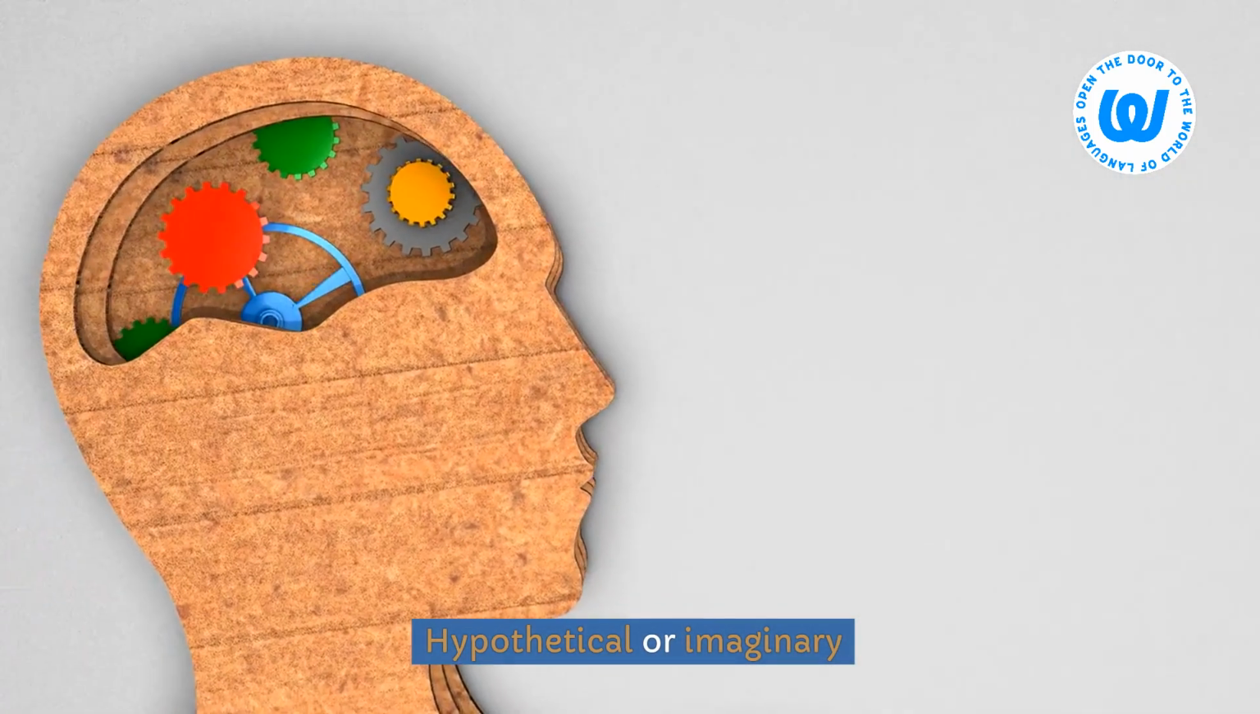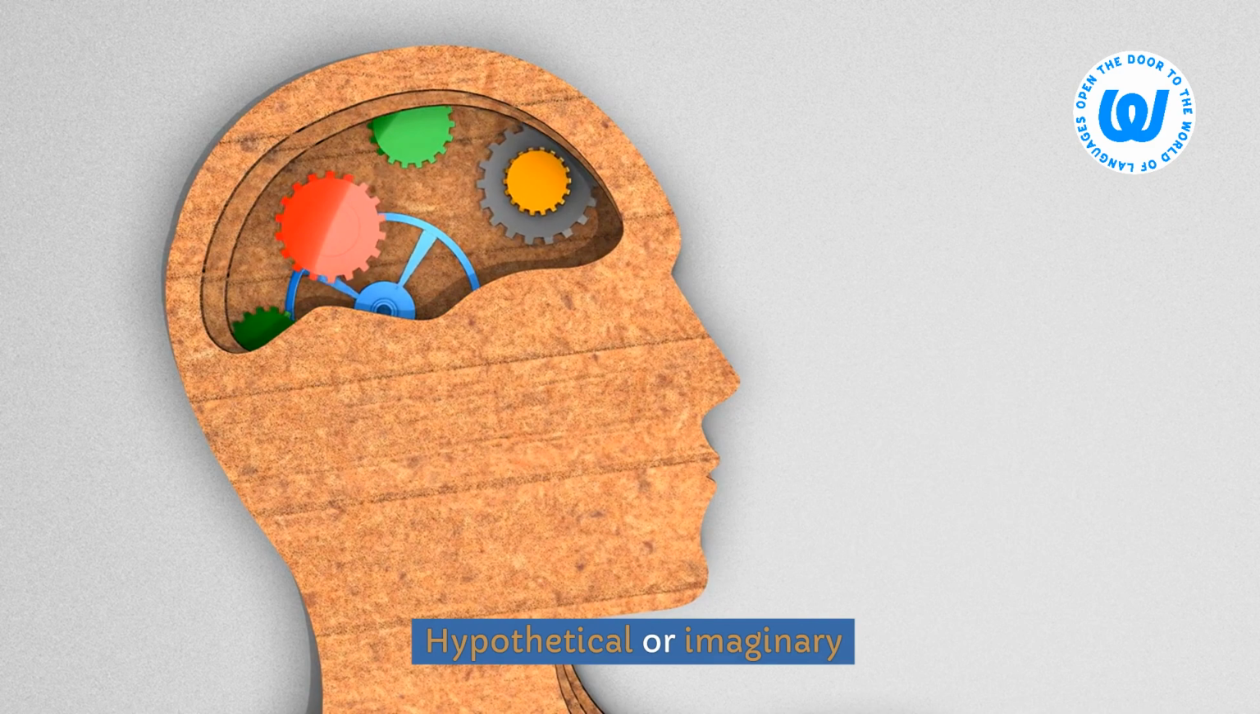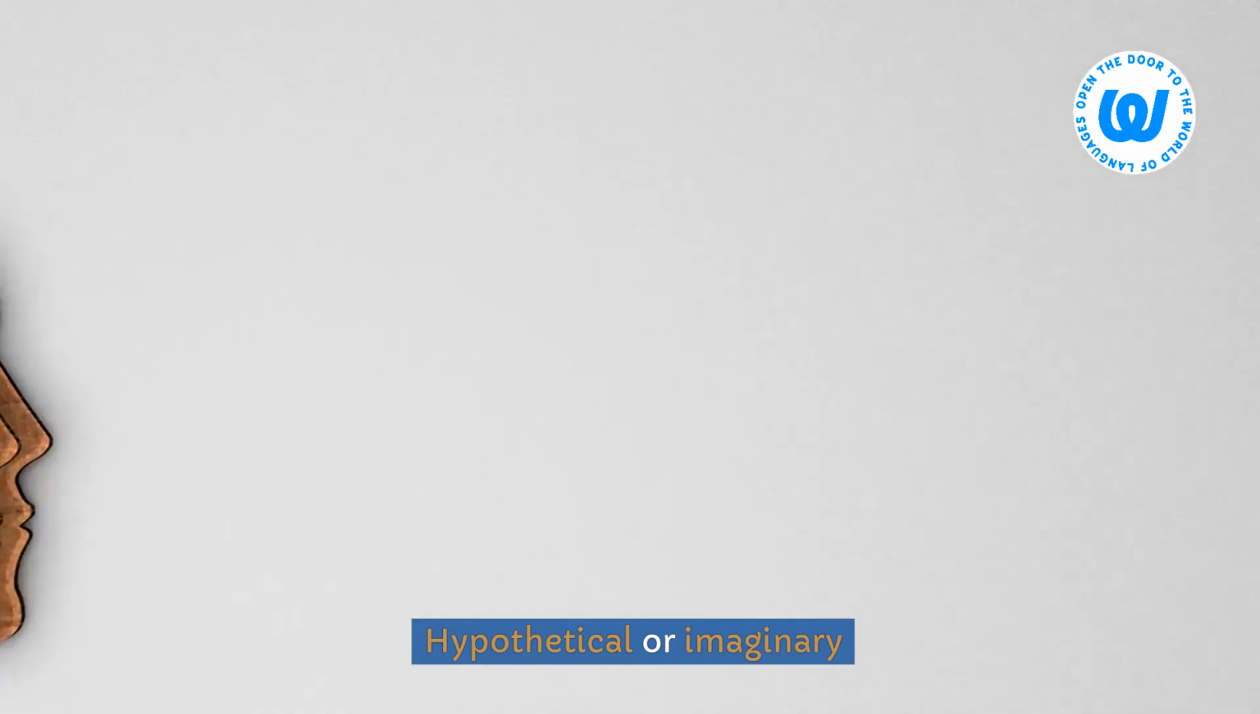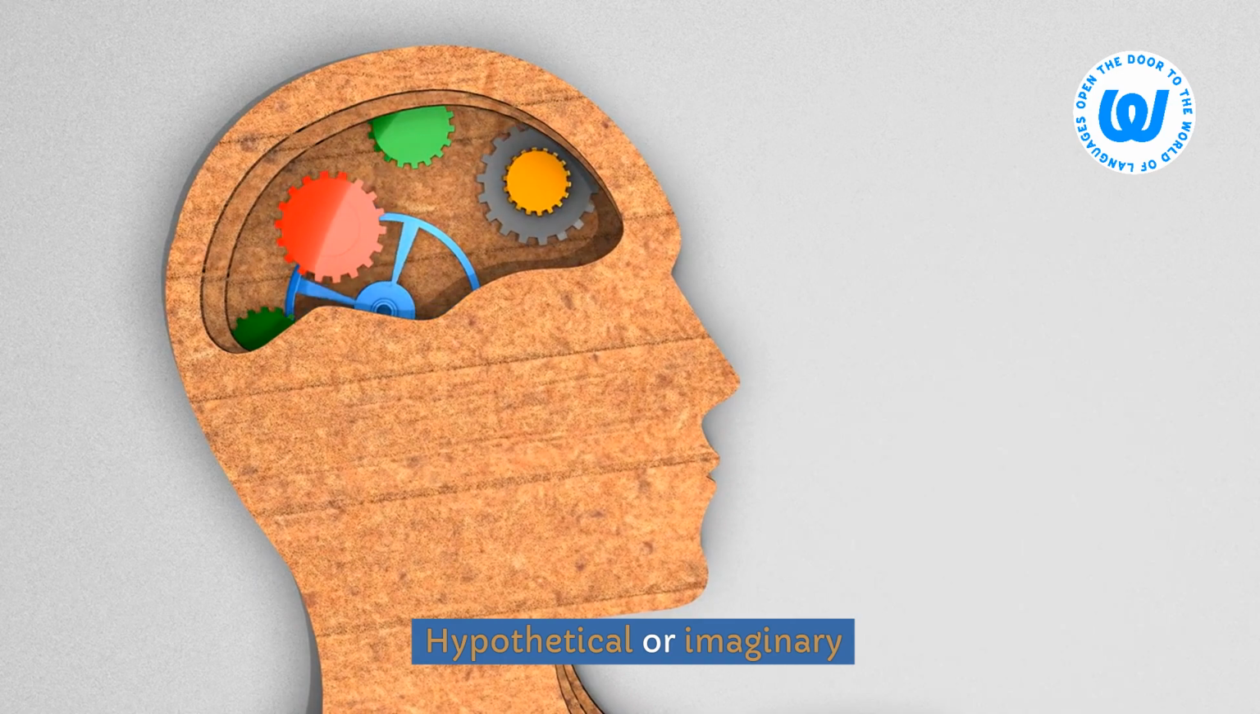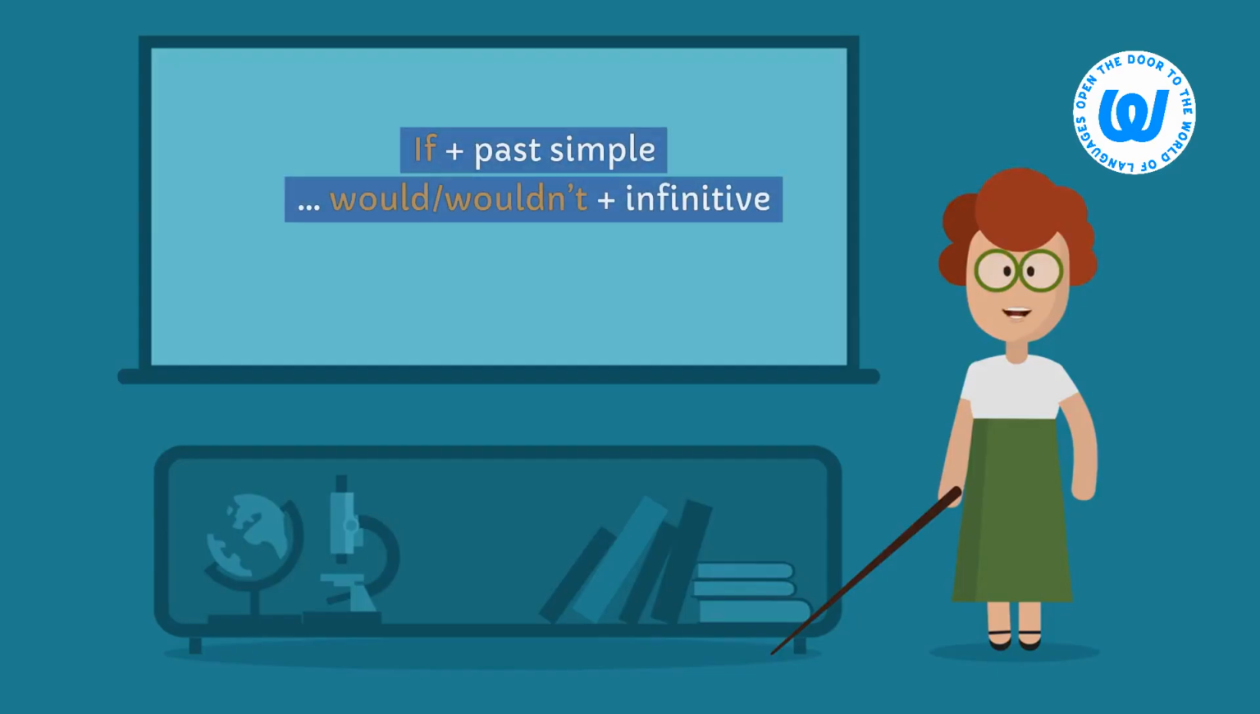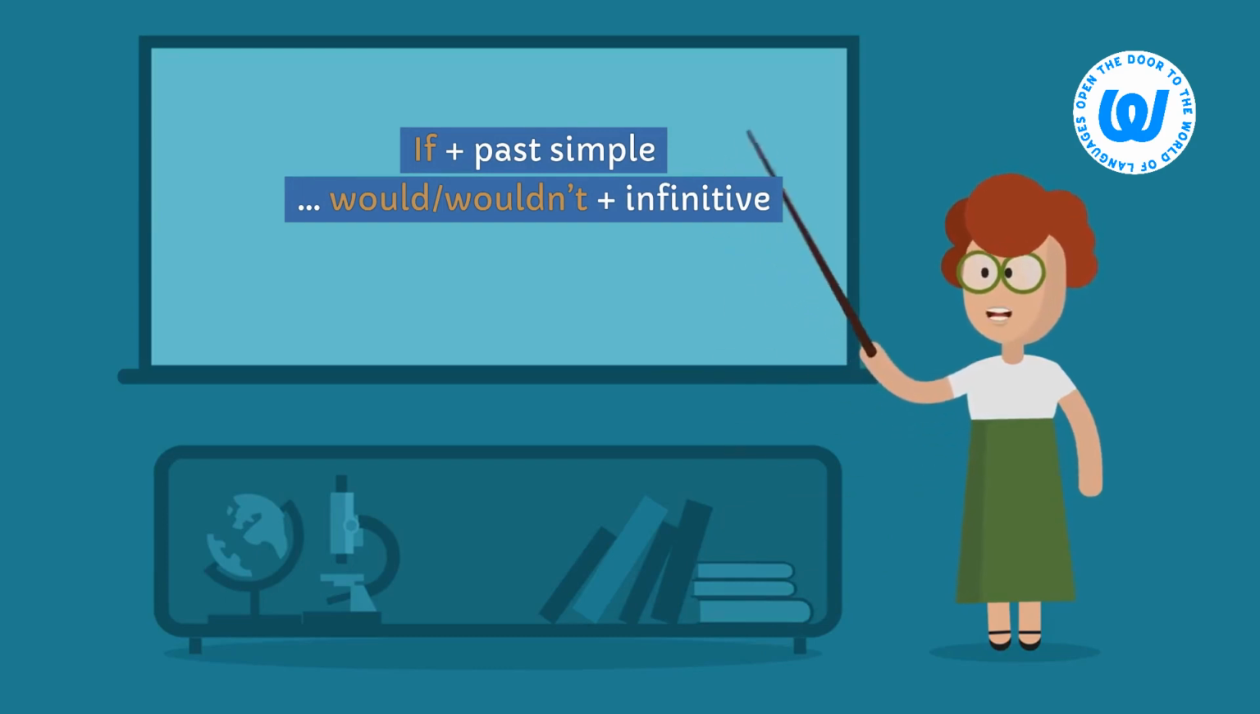We're halfway with the conditionals. Now this one gets a little bit more challenging. Unlike the zero and the first conditionals, which describe real or possible situations, the second and third are hypothetical or imaginary. Now the structure is if plus past simple in the if clause, and then would or wouldn't plus the verb in the infinitive form in the main clause or outcome.